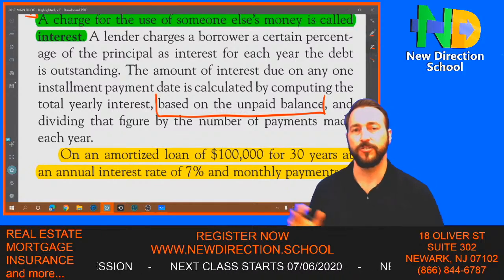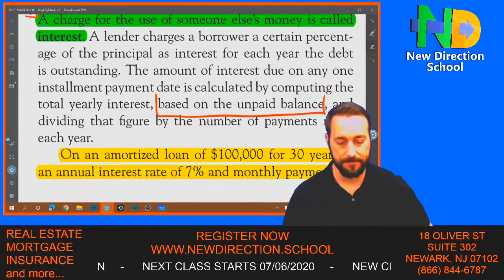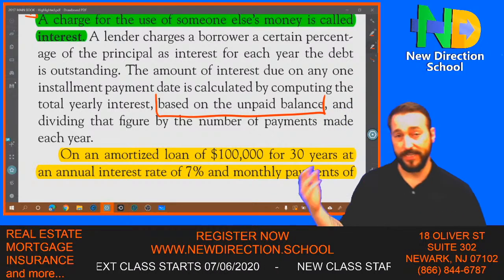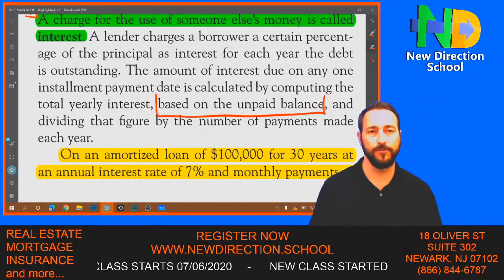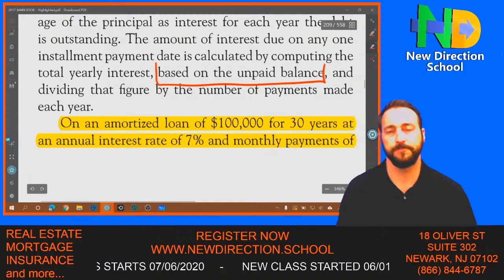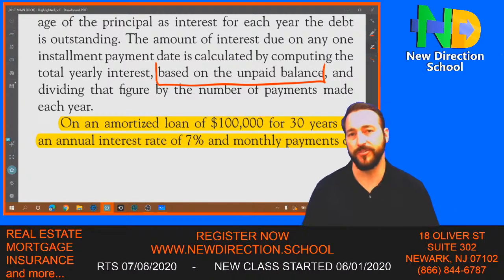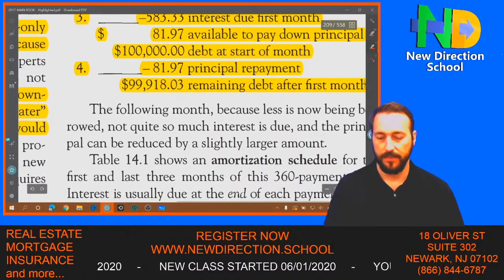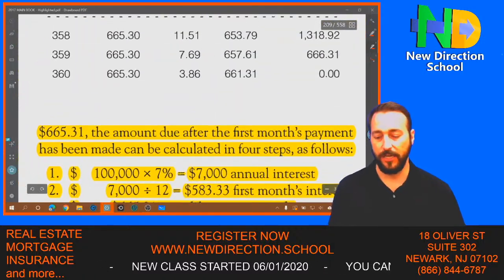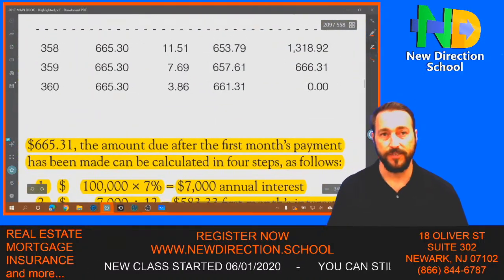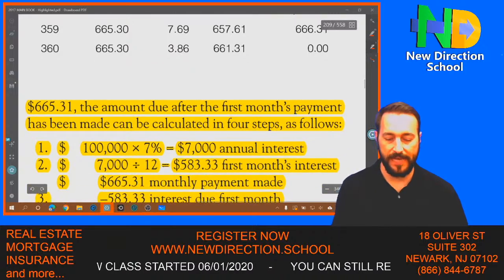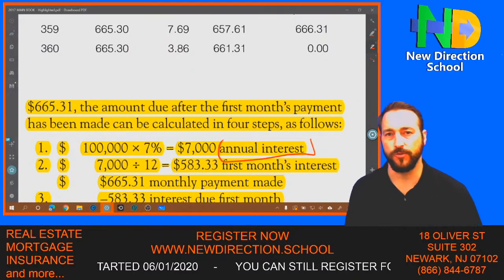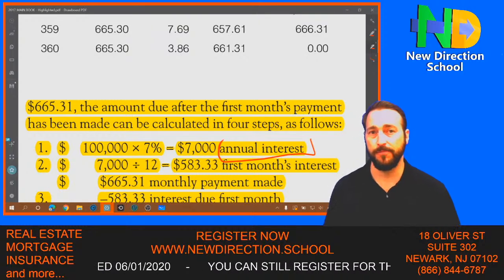Now, this could be an actual question in the state exam, guys. Let's say, and they'll present it this way. It says on an amortized loan of $100,000 for 30 years, at an annual interest rate of 7% and monthly payments of $665.31, and it would stop right here. Then the question would be, what would be the annual interest? If the question is, what would be the annual interest, then the step is very simple.